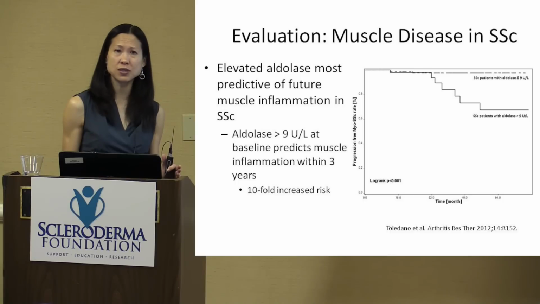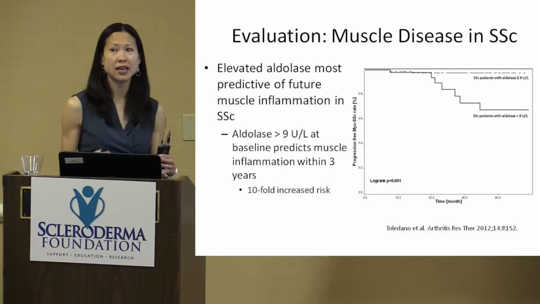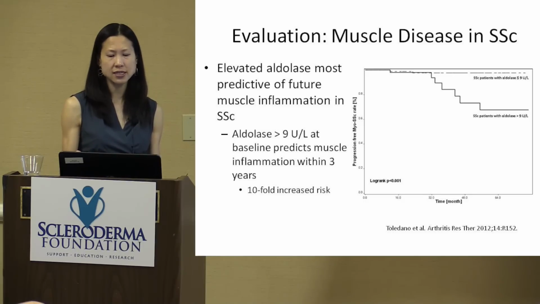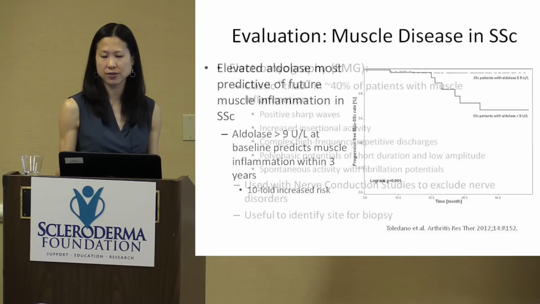Now, it's not 100% specific for muscle inflammation. If you have something going on in your liver, if you have liver inflammation, the aldolase can go up as well. So important to realize that, and your liver should be examined before assuming that it's muscle inflammation.